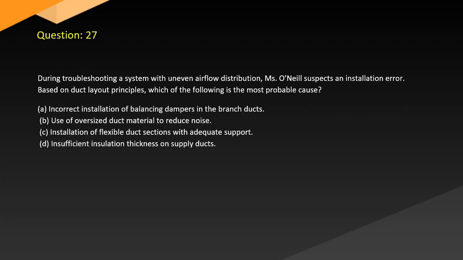Question 27. During troubleshooting of a system with uneven airflow distribution, O'Neill suspects an installation error. Based on duct layout principles, which of the following is the most probable cause? A, incorrect installation of balancing dampers in the branch ducts. B, use of oversized duct material to reduce noise. C, installation of flexible duct sections with adequate support. D, insufficient insulation thickness on supply ducts.